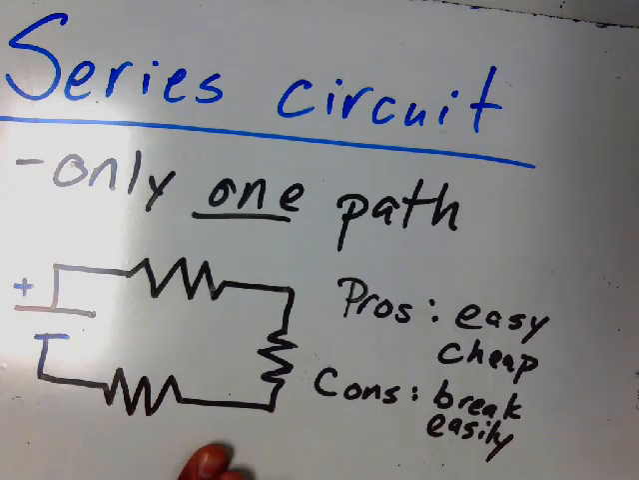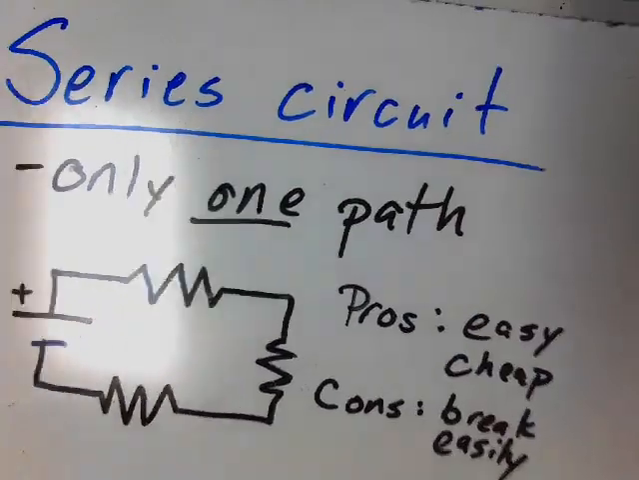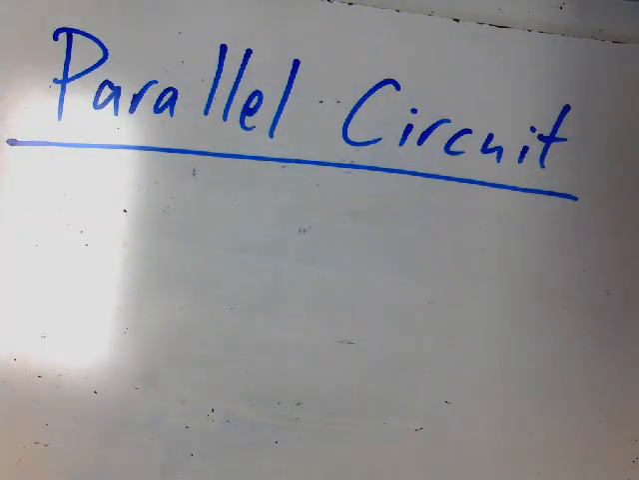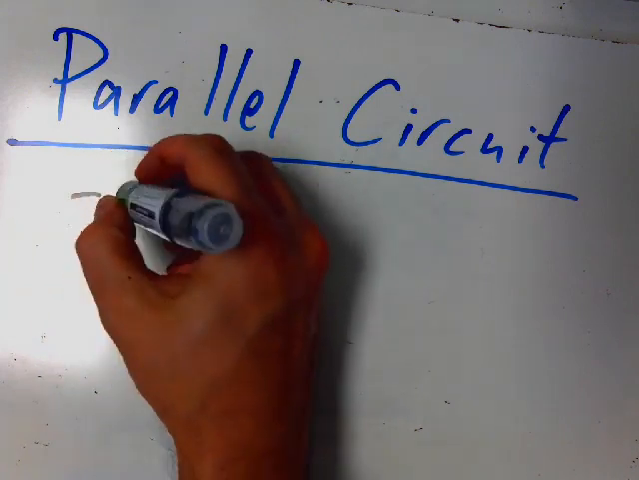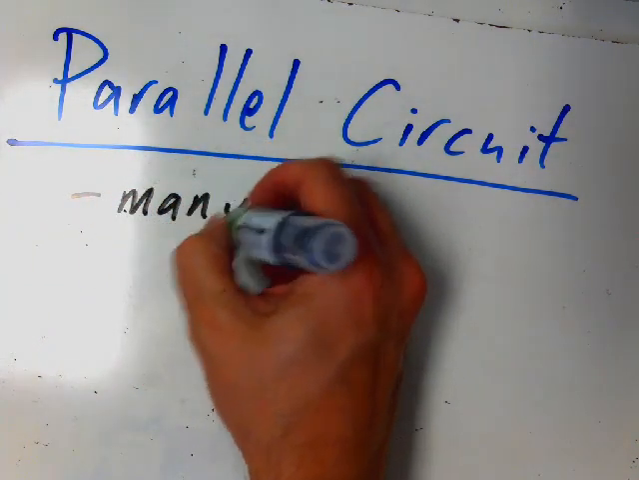Now, we wouldn't want to run our house like that, right? Because if your house was set up in a series circuit, in order to watch TV, you're going to have the blender on. And that sounds like a pain. So, that's series circuits. Now, guess what? The opposite of only one path is a parallel circuit. In a parallel circuit, there's many paths. As many as two.